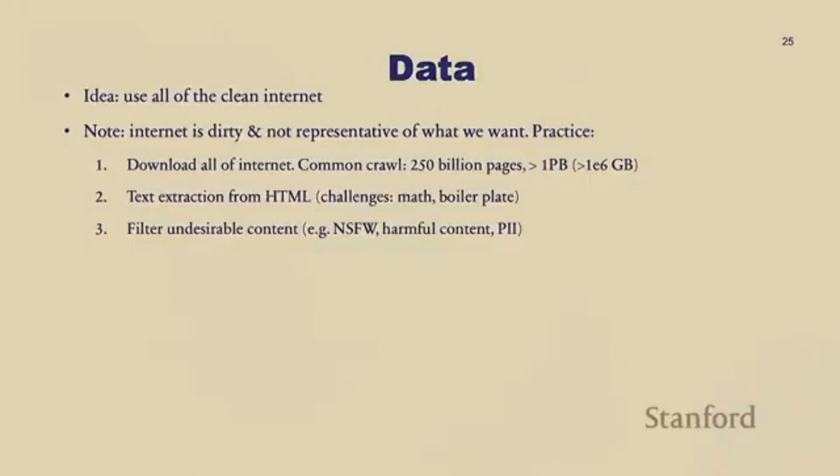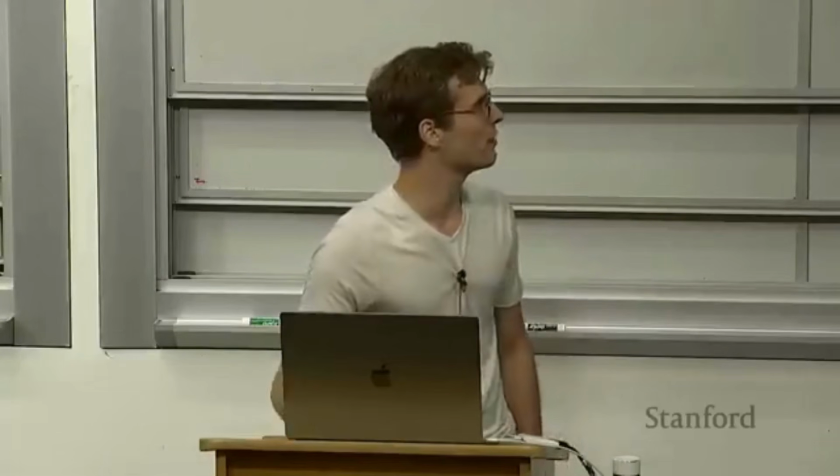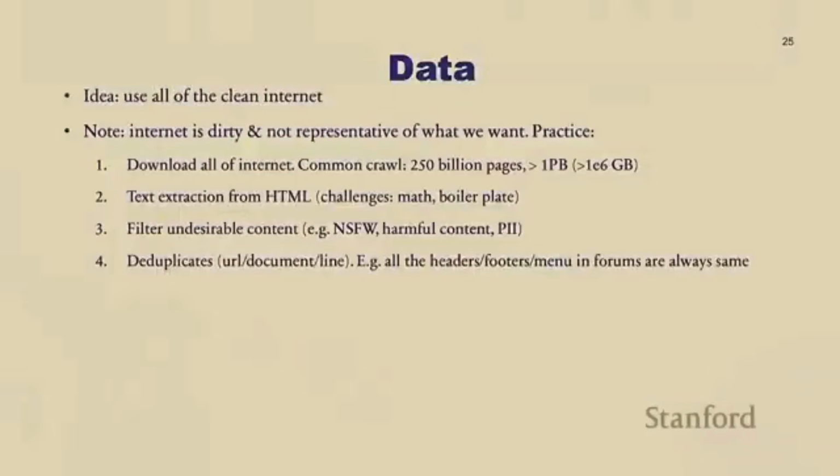There are other ways of doing these things. You can train a small model for classifying what is PII, removing these things. It's hard. Every point here that I'm going to show you is a hard amount of work, but I'm just going to go quickly through it. So, filter undesirable content. Next is deduplication.